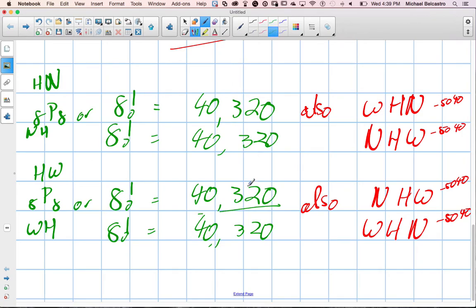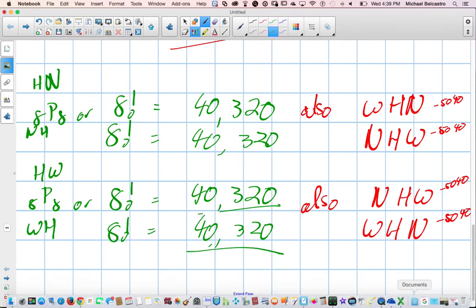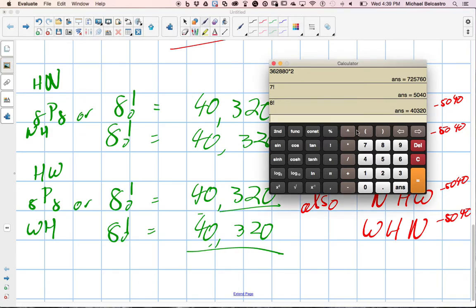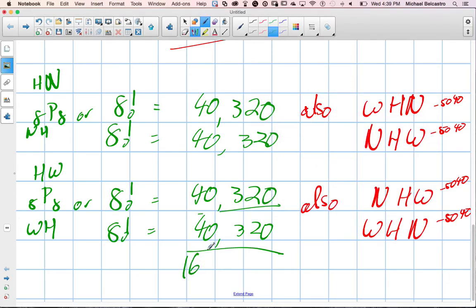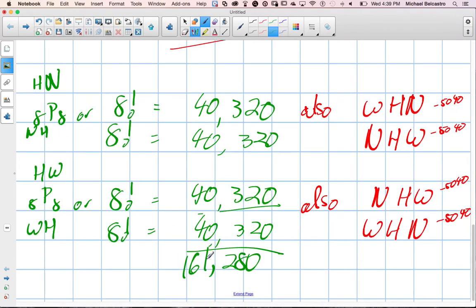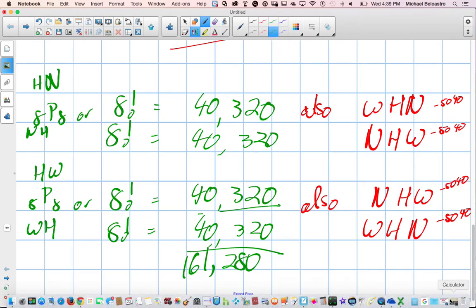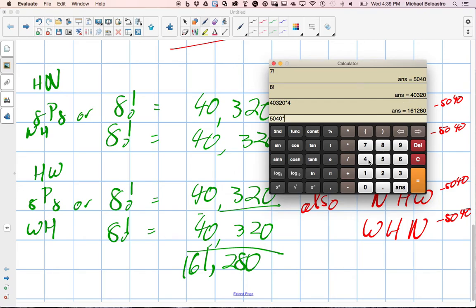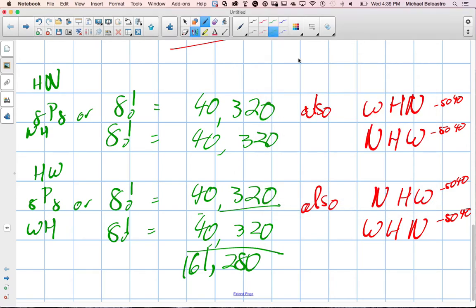So put all these together. It's actually like a times 4. Let's just do 40,320 times 4 here. 161,280. Okay. And then, because we're going to add this 10,080 to this number, and that's going to be the number we subtract, we've got to eliminate all of this double counting because we've had this and this double counted. So we have to subtract 5,040 times 4. 20,160.